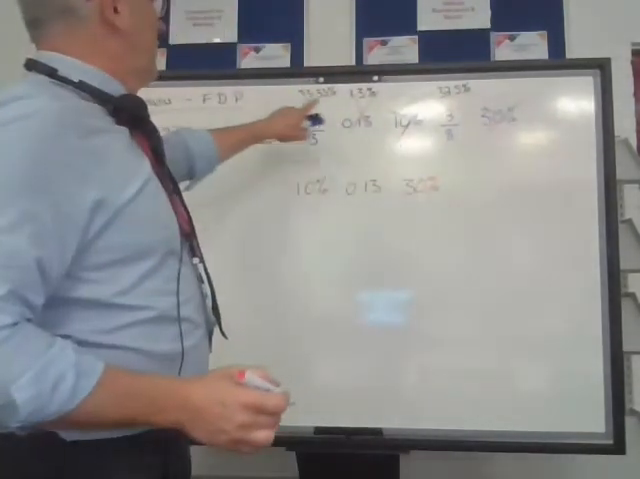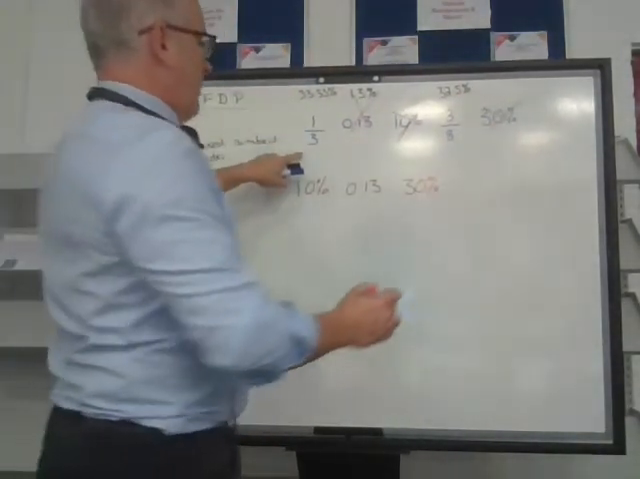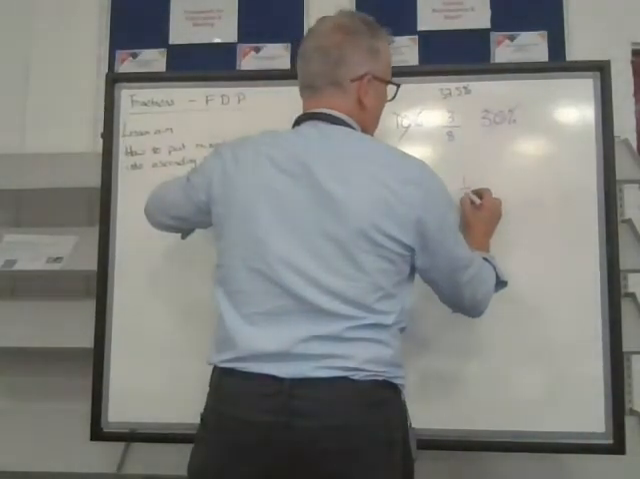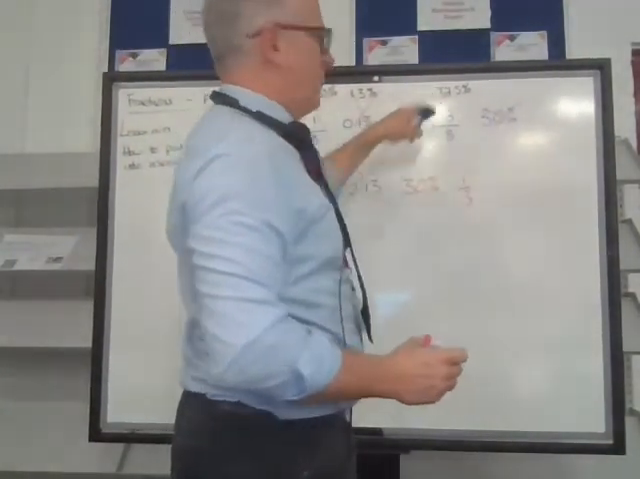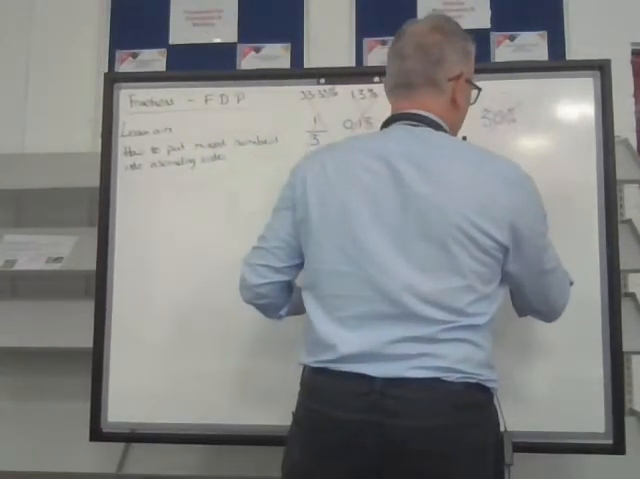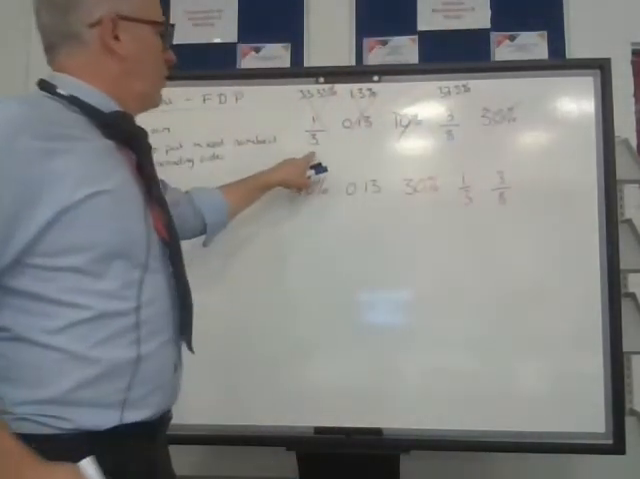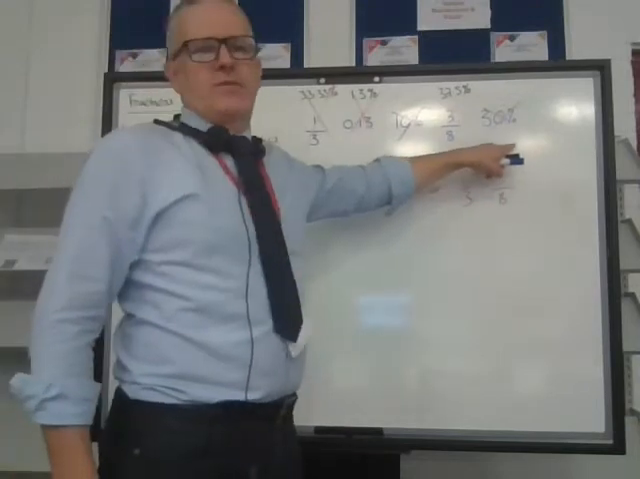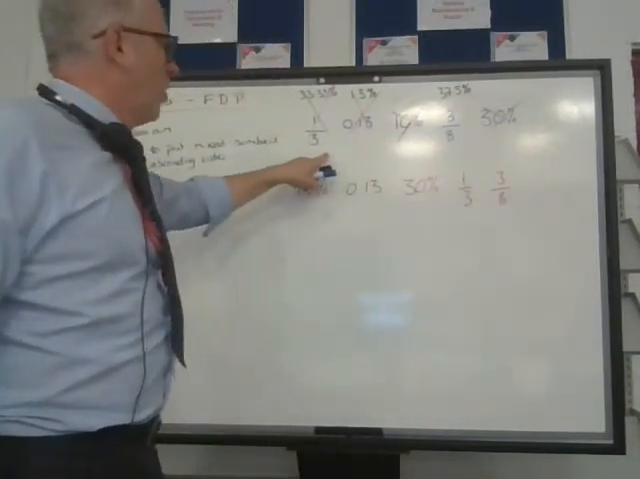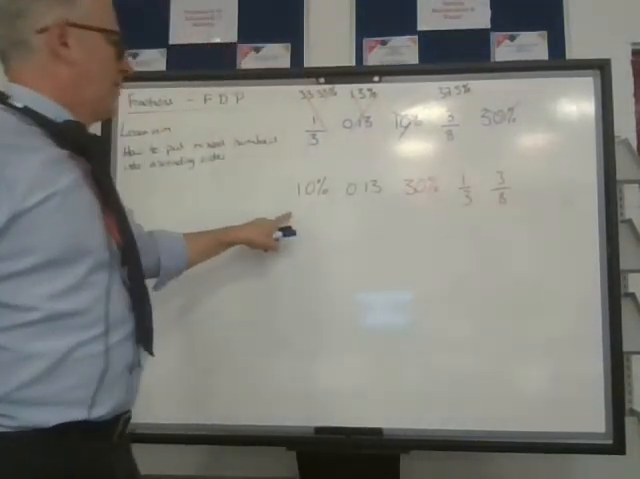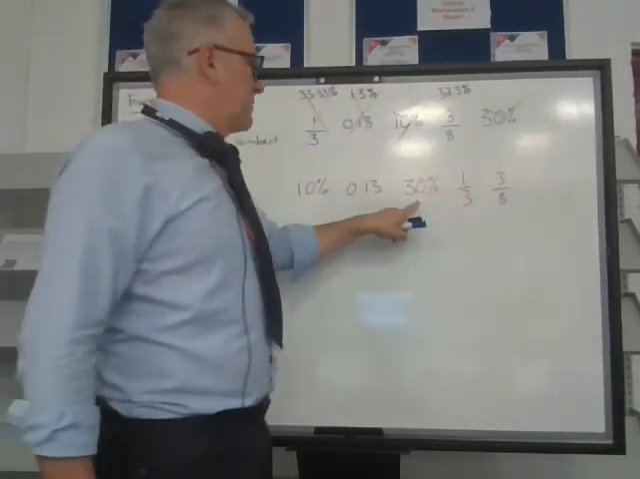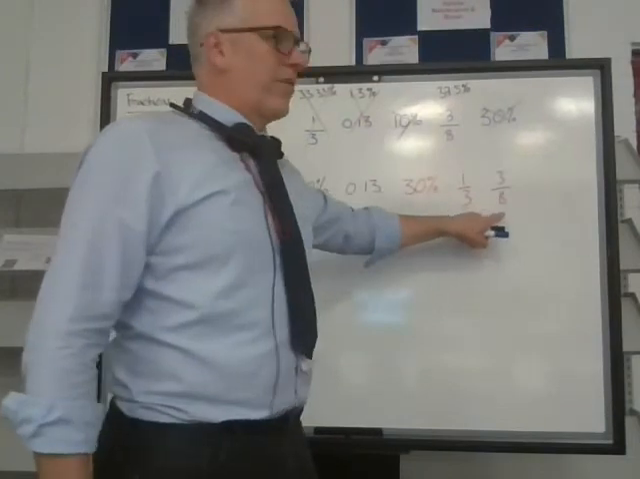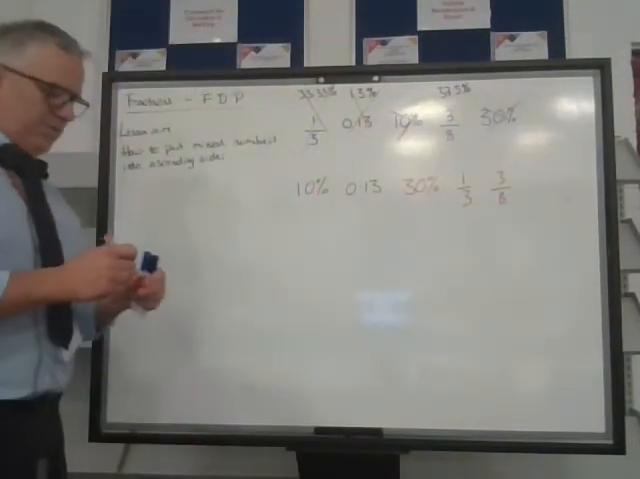Next one, 33.33%, which is a third. And finally, 3/8, which is 37.5%. So the blue is our original data, original question. These were not in ascending order. Here they are. 10%, 0.13, 30%, a third, and 3/8 are now in ascending order.